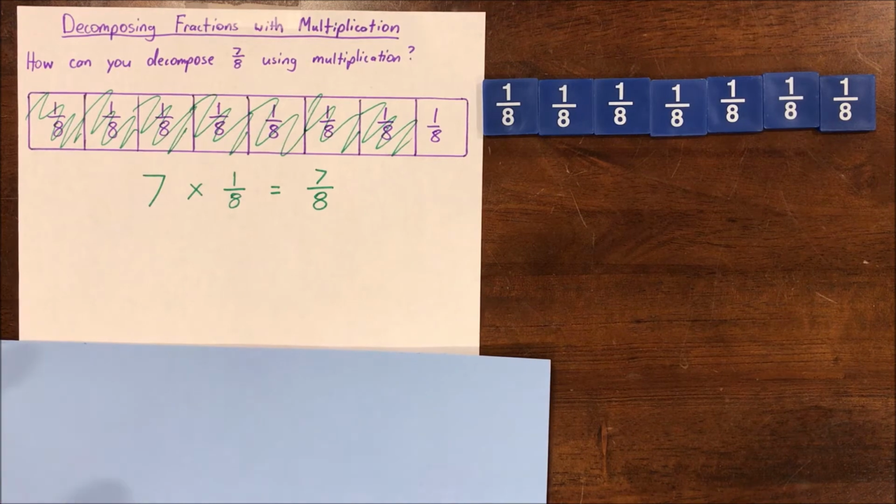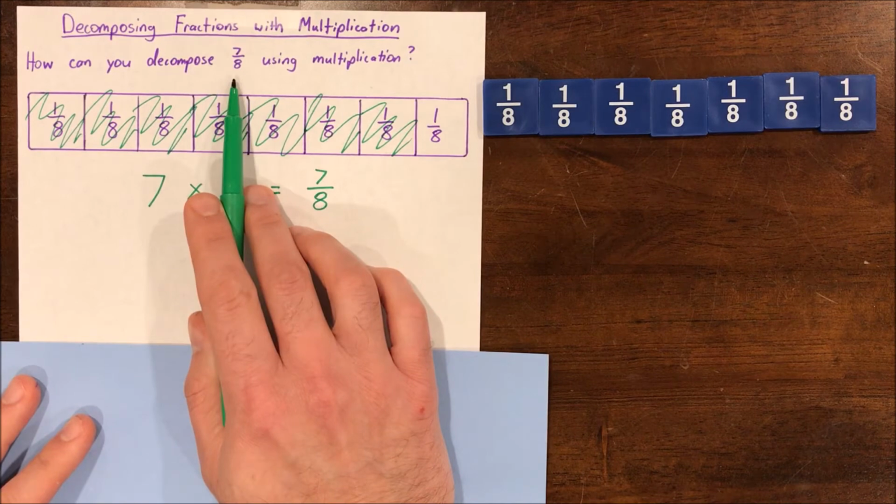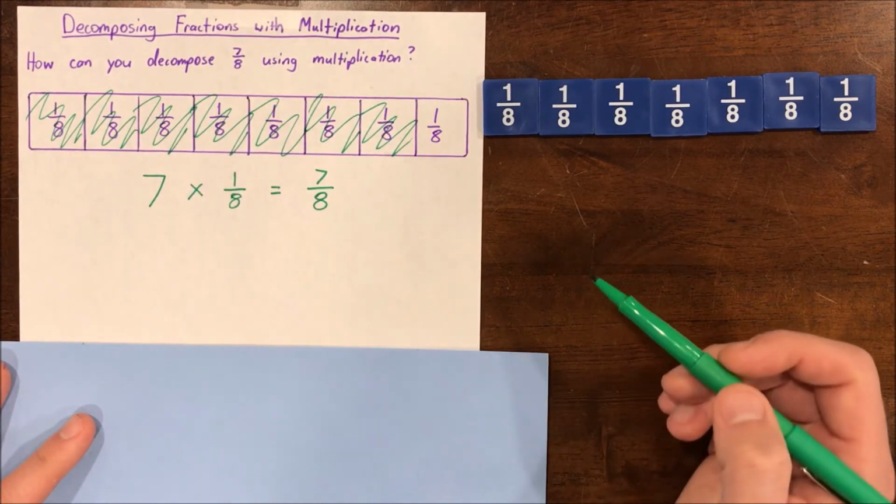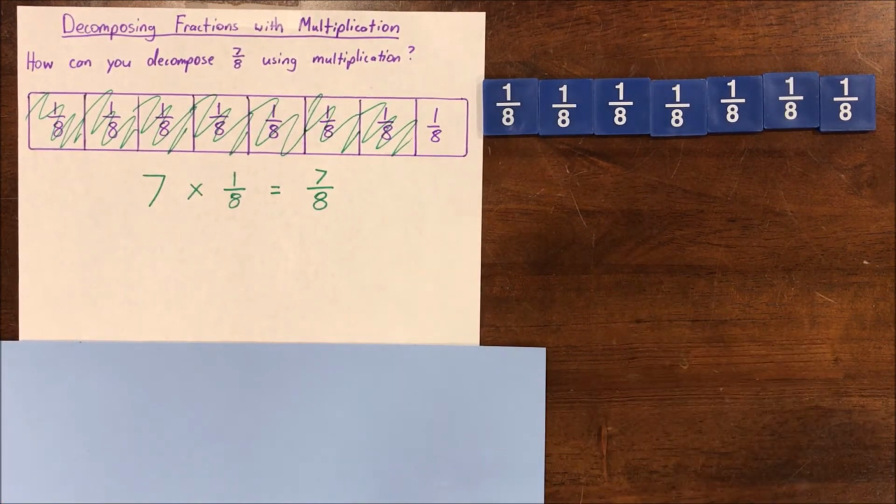Okay, so think about the fraction that we started with today. Right? We were decomposing 7/8. What is the 7 in that fraction? Say it out loud. Yes, it's the numerator. And what about 1/8? What relationship does that have to 7/8? Say it out loud. Right. 1/8 is the unit fraction for 7/8.